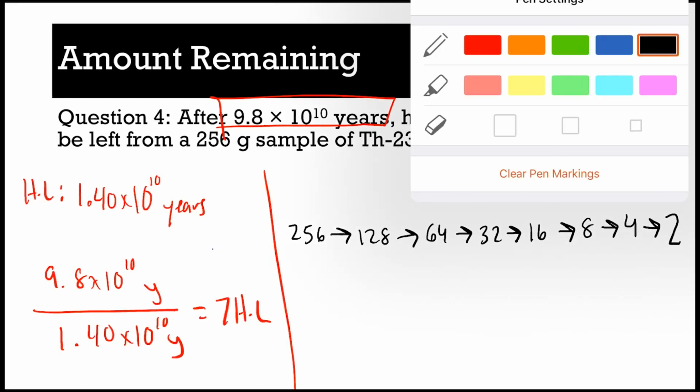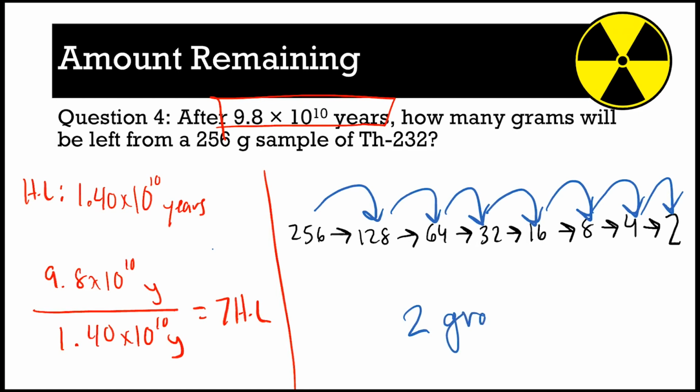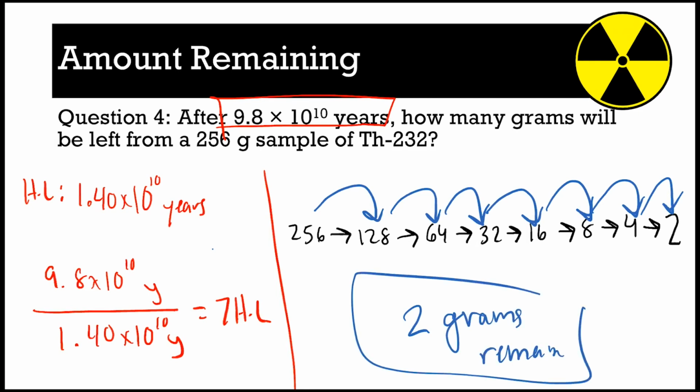So you can see 1 half-life, 2 half-lives, 3, 4, 5, 6, 7. So now, same answer as the other one, 2 grams remain. And that's it.